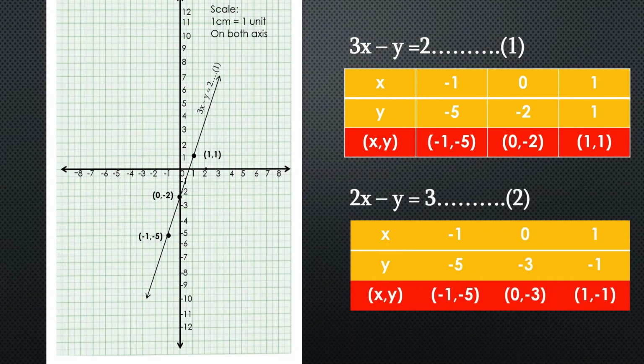Now we'll check the box of equation number 2, that is 2x minus y is equal to 3. Its first coordinate is minus 1 comma minus 5. It's already plotted, so we won't plot it again. Next is 0 comma minus 3. Next is 1 comma minus 1. Now from these 3 points we'll draw a straight line. We can see the intersection point of both lines is minus 1 comma minus 5, so it is the solution. The final answer is: solution is equal to minus 1 comma minus 5.